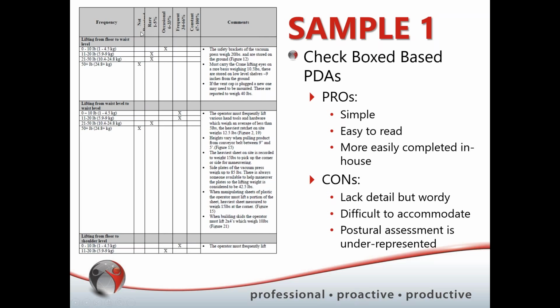So is it not required, right? Doesn't happen at all. Is it rare? Only 1 to 5%. Is it occasional? 6 to 33, frequent 34 to 66, or constant 67 to 100%. So this is, like I said, a very common PDA. We see it a lot.